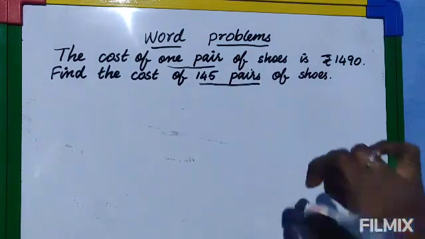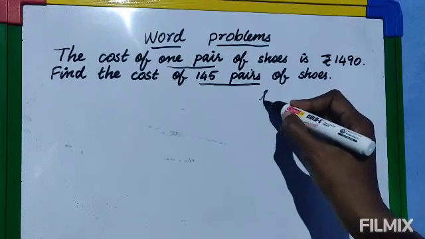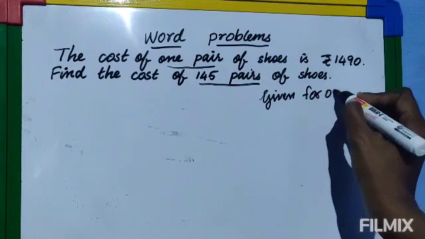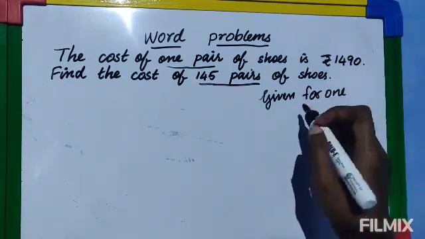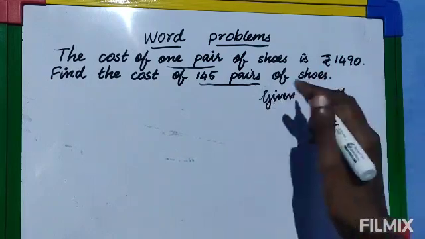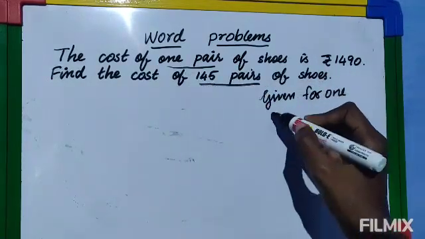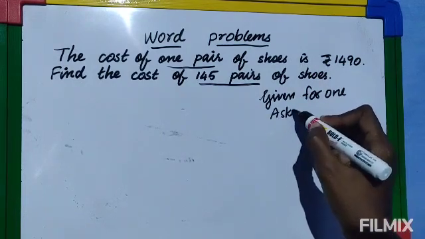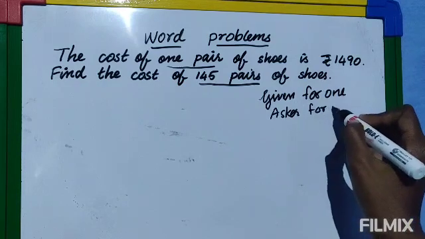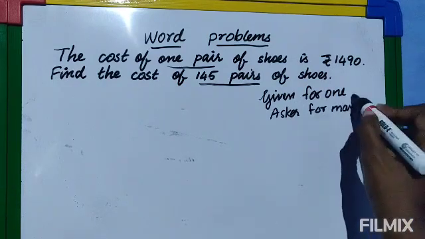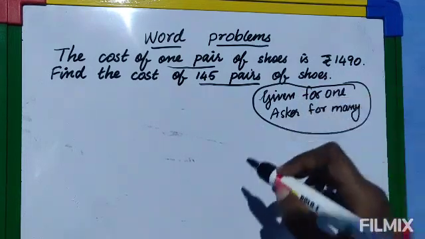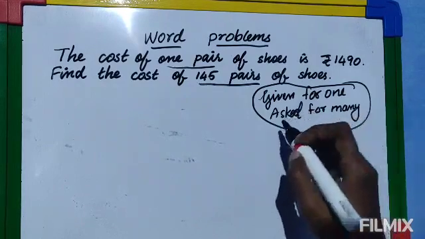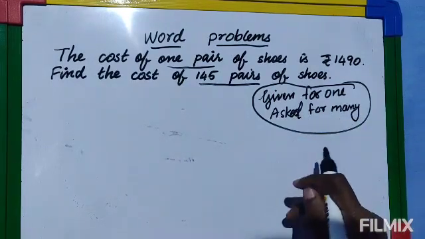So the keyword for multiplication is: it will be given for one. That means any one thing will be given and they ask for many. Here it is given for one and they are asking for 145. Given for one and asked for many. This is the keyword for multiplication word problems.